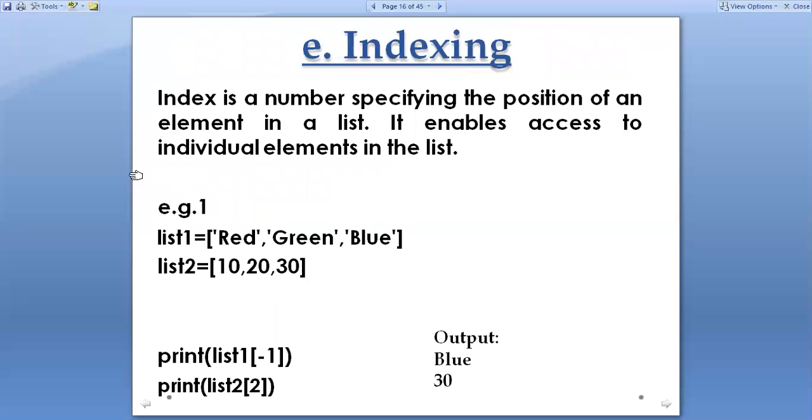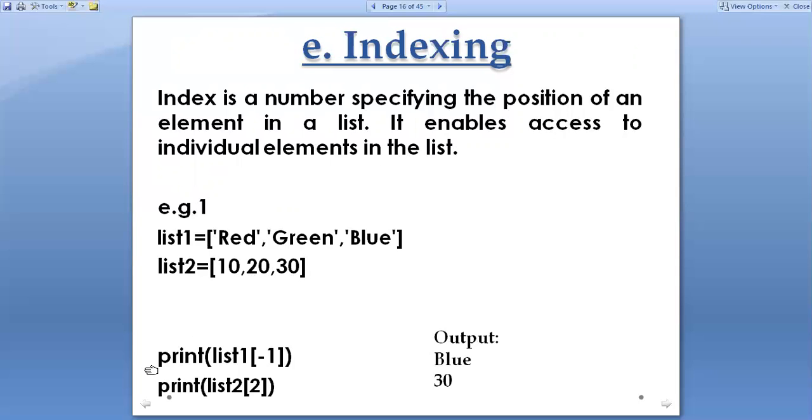Next, indexing. An index is a number specifying the position of an element in a list. It enables access to individual elements in the list. Any element can be retrieved by specifying the index value. See here an example. List 1 equal red, green, blue. These values are stored in list 1. List 2, 10, 20, 30. These values are stored in list 2.